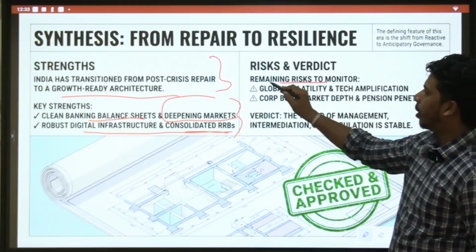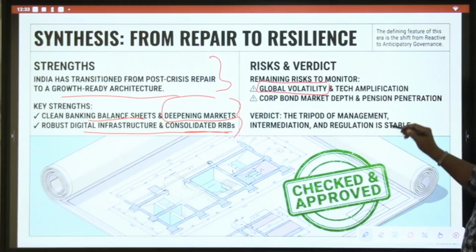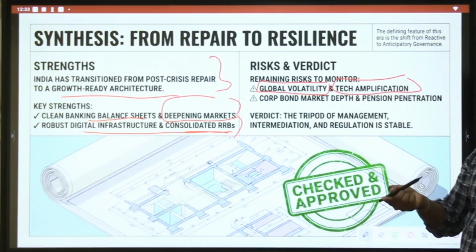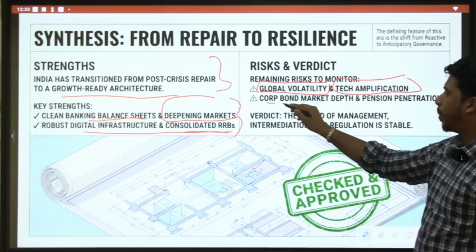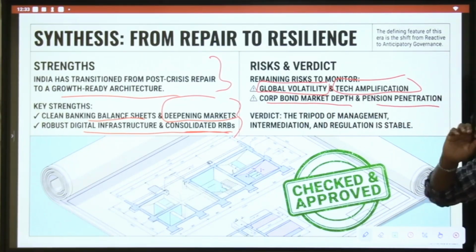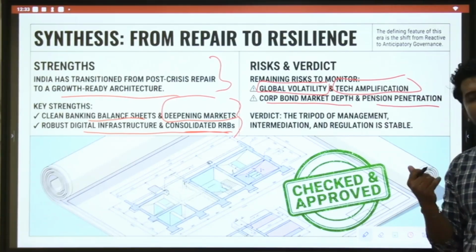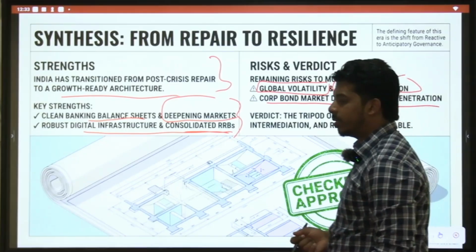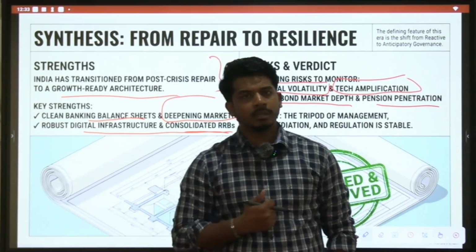But at the same time there are some concerns, like high volatility across the globe. Technology is increasing rapidly and it is also resulting in some negative consequences. Our corporate bond market depth is not enough. Our pension penetration is not enough. Our insurance penetration is also not enough. So this is the summary of chapter 3.